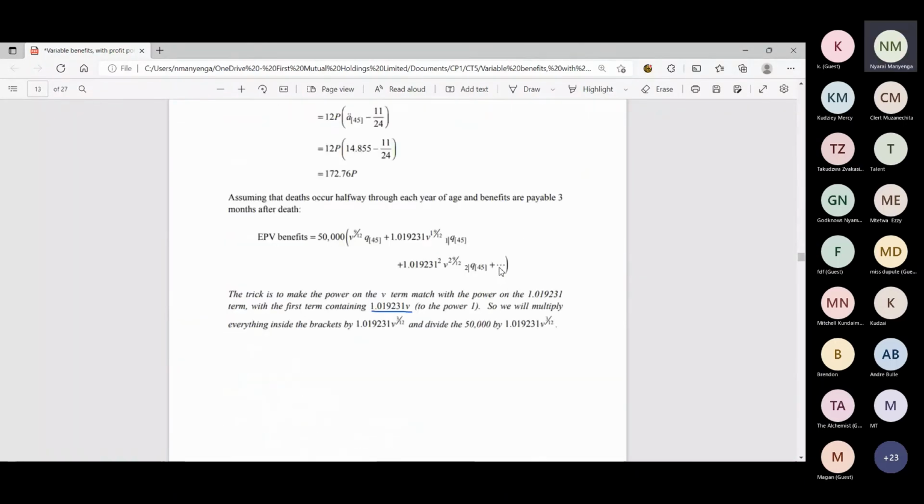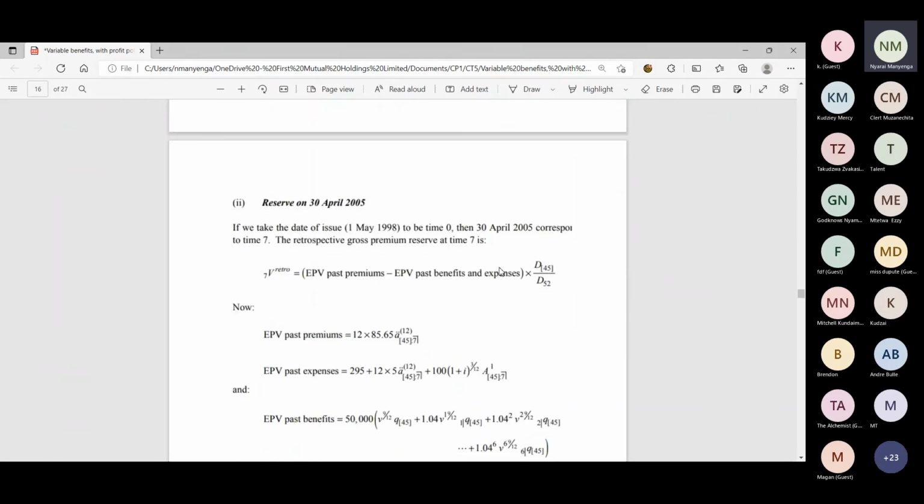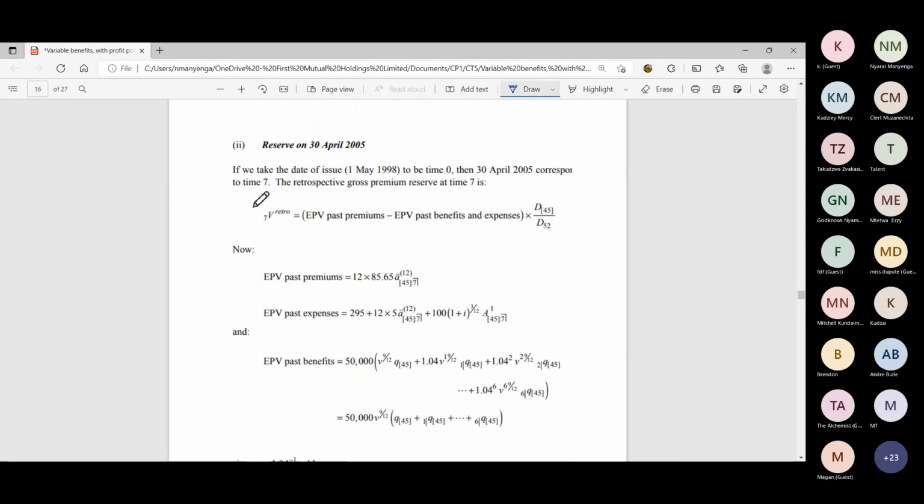So we need to start with the formula. It's the same formula that we did for the net premiums, but it now just includes expenses on the EPV of benefits and expenses. So the retrospective reserve at the end of year 7 is the expected present value of past premiums minus the expected present value of past benefits and expenses times D45 select over D52 select. This is just the discounting factor which has been inverted, and we're now accumulating it.